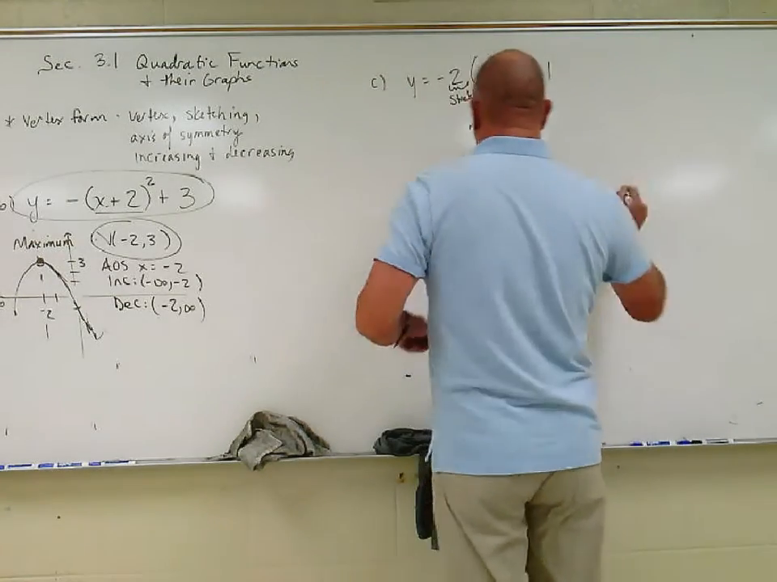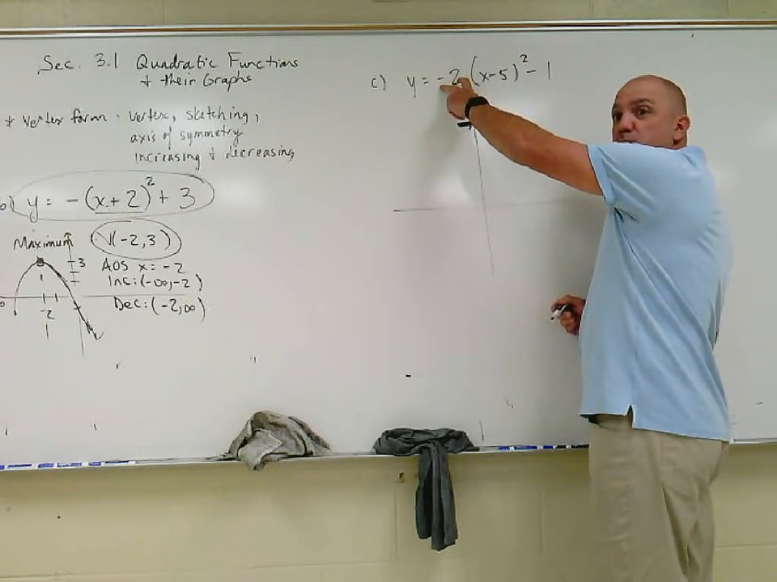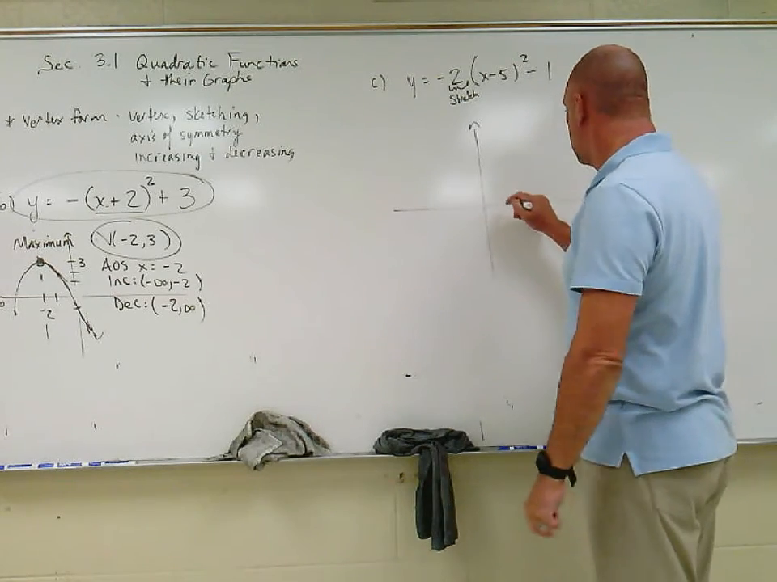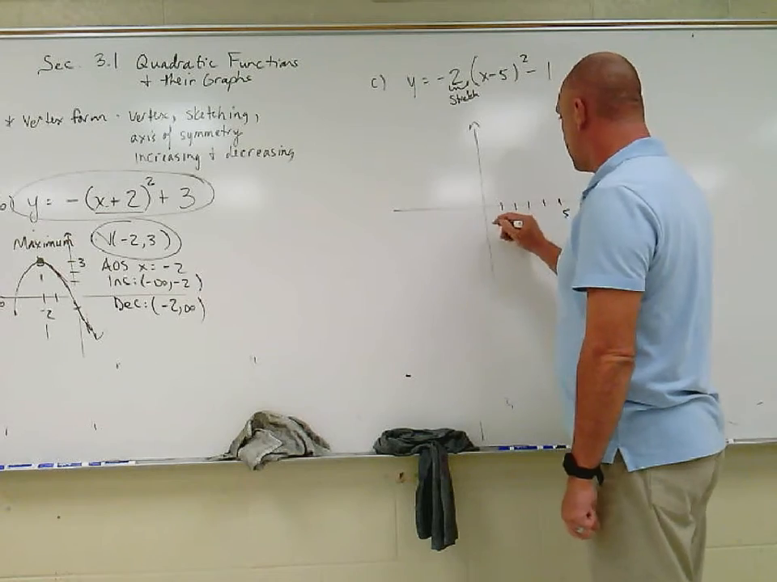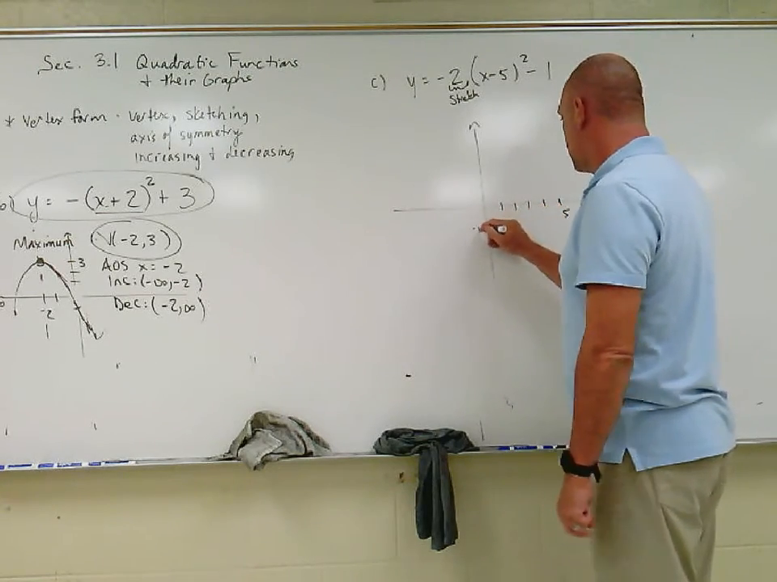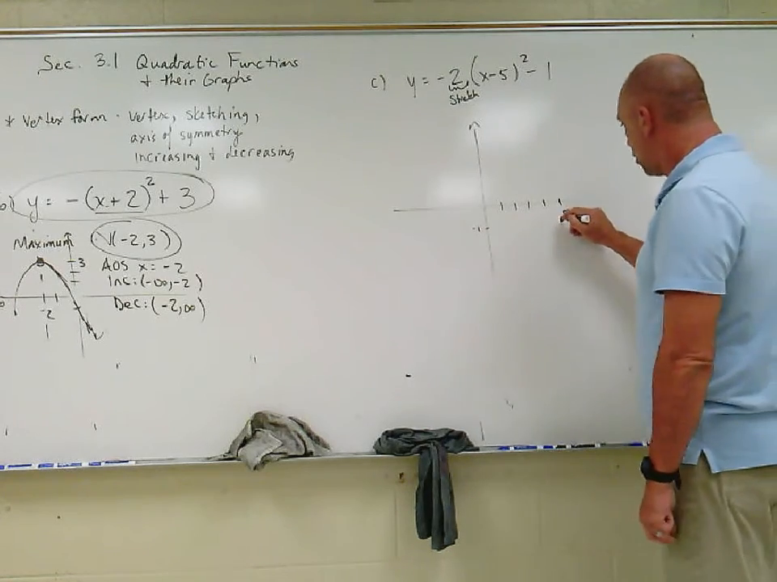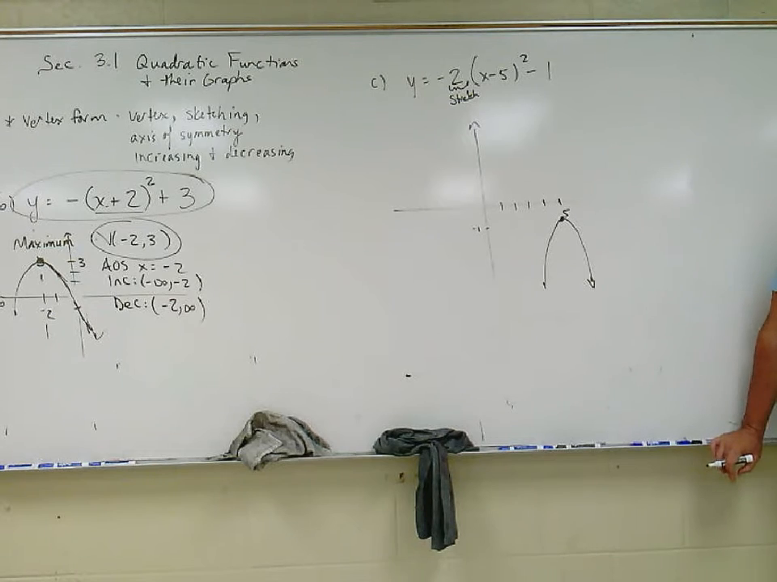Let's go through all the movements. The -2 in front does what? Opens which way? Down. The -5 on the inside does what? Move to the right, 5. The -1 on the end moves it where? Down. So the vertex, you should have got it at 5, -1, and it's opening down, and I'll make it a little bit skinnier like that.